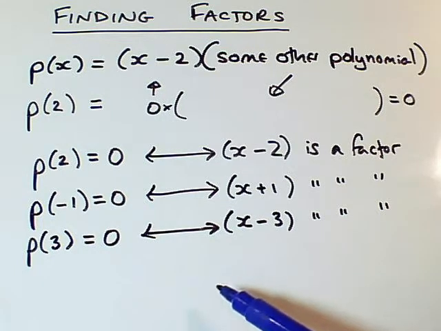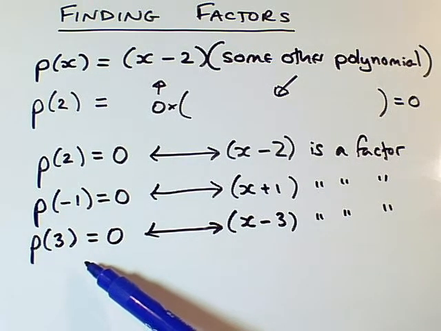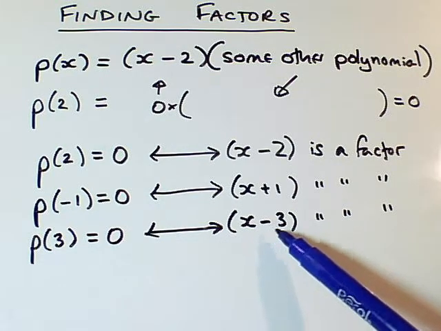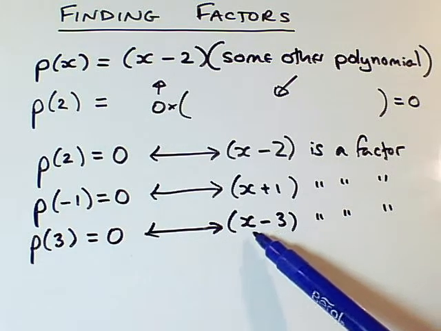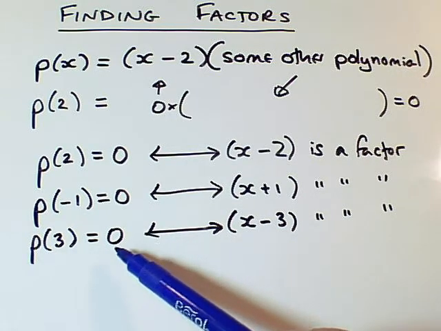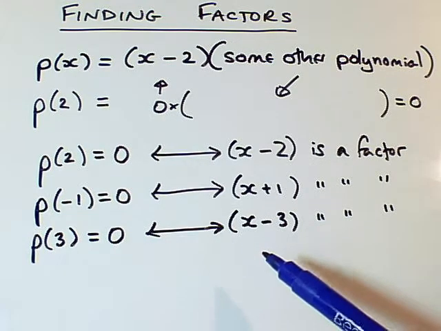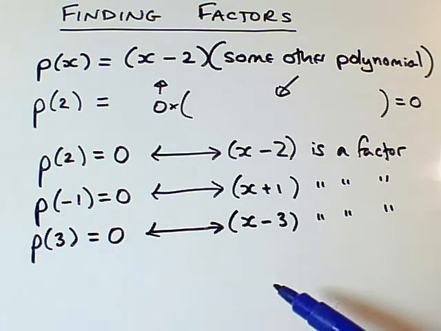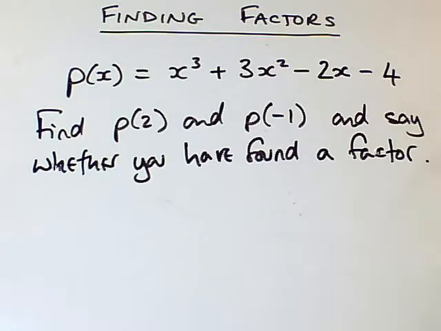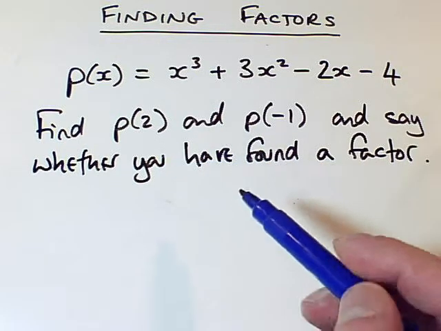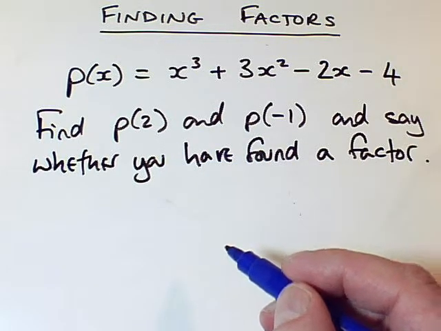Okay? So in general, for any factor at all, that thing is a factor if the value of x that makes the factor equal 0, when I put it into the polynomial, gives me an answer of 0. Now this is called the factor theorem, and I'll prove it in another video, but we want to just charge ahead and start using it. Okay, so now I've got a polynomial. I'm told to put 2 values into it, so let's do that and see what happens.